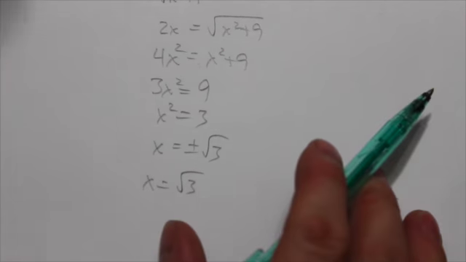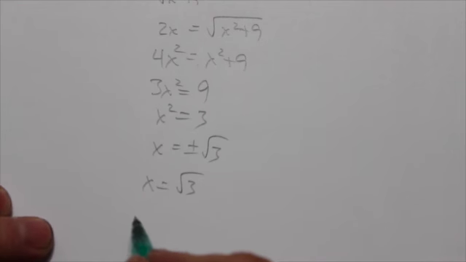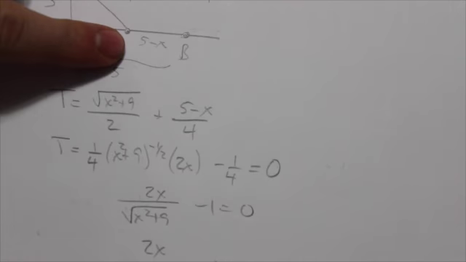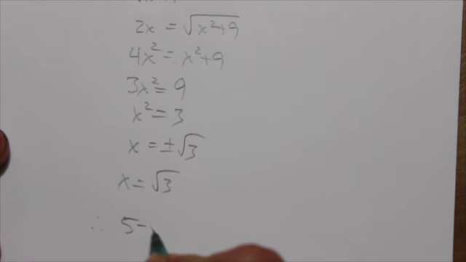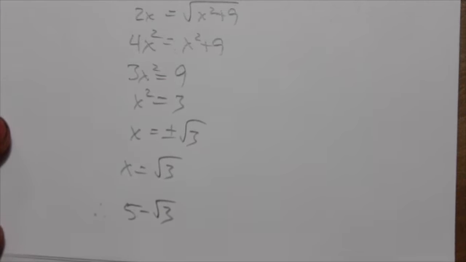The original question says, how far from B should you land? Our distance from B up here was 5 minus x, so the distance therefore should be 5 minus root 3 kilometers from B.